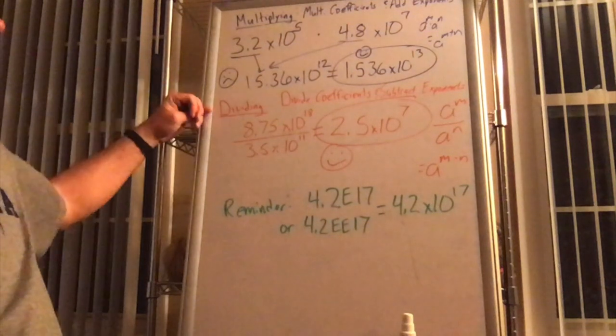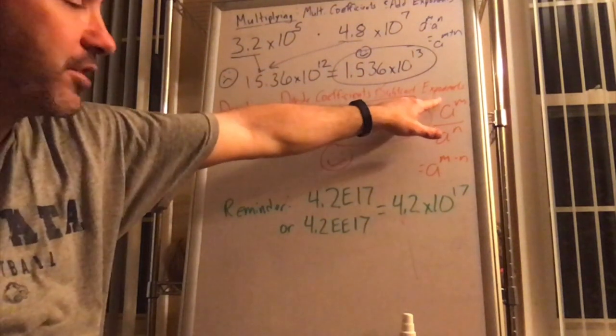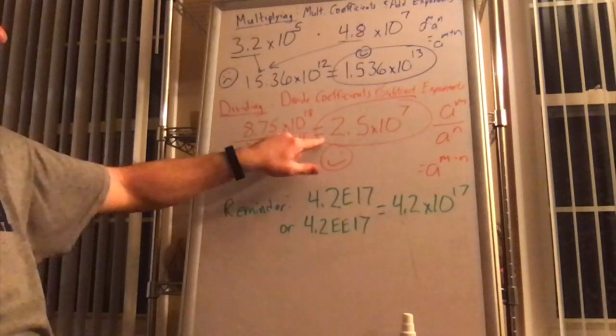So dividing in scientific notation, divide the coefficients, subtract the exponents, and if need be, adjust the coefficient, but we didn't have to in this case.